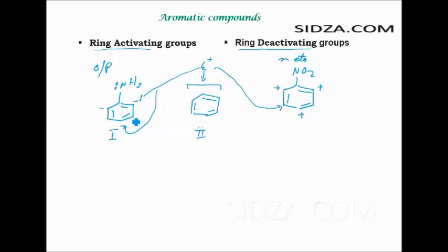It will be quick, it will be fast, and that's why we call it a ring activating group. So we say the NH2 group is basically a ring activating group because it activates the ring to undergo the electrophilic aromatic substitution reaction. So it increases the reactivity of the overall ring. That's why the attack on the first ring is faster than the second one.